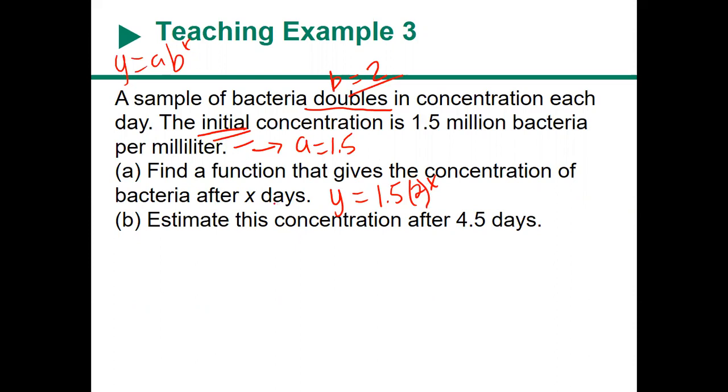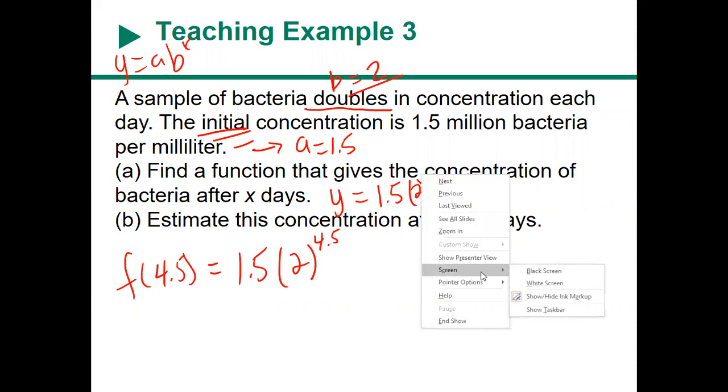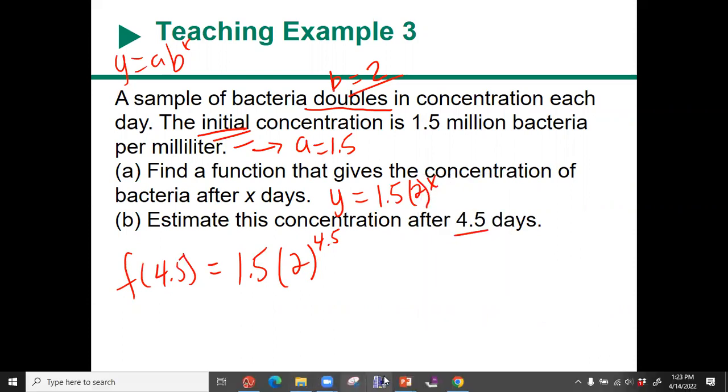So then it says estimate the concentration after 4.5 days. So if we have f of 4.5, we're just going to plug that in. So we have 1.5 times 2 to the 4.5. Now, was that a terrible word problem? No. It's just about reading and knowing what you have. So then I'm going to go to my handy dandy calculator, and get it done.